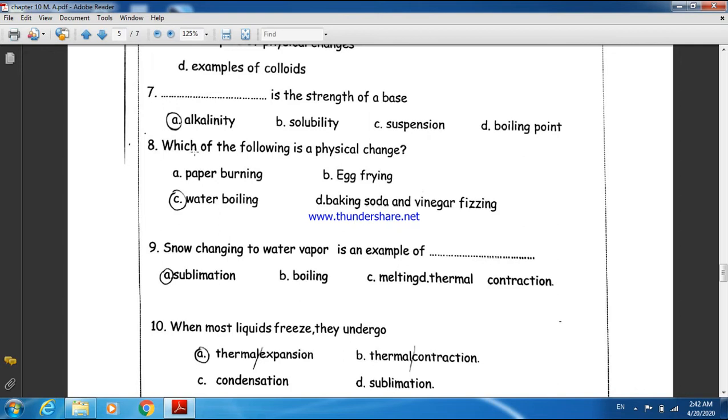Number 8, which of the following is a physical change? You know, physical change is when there is no forming of a new substance with new properties. So you will find the substance will not change. So water boiling is a physical change. When the matter changes from one state to another state, it is a physical change, not a chemical change.